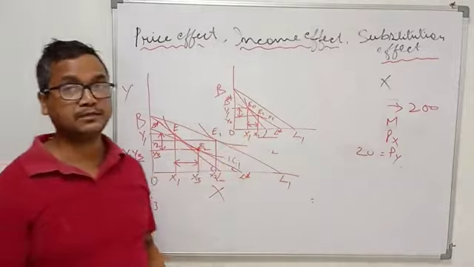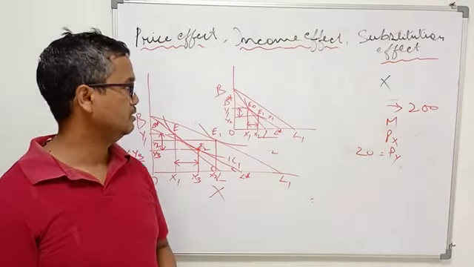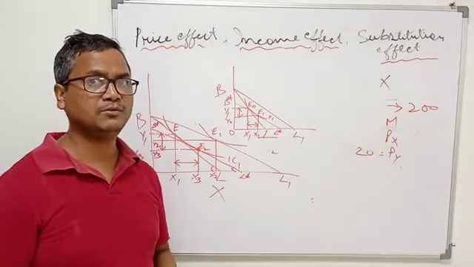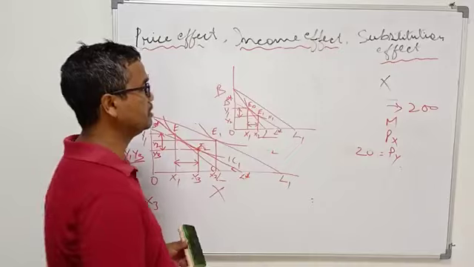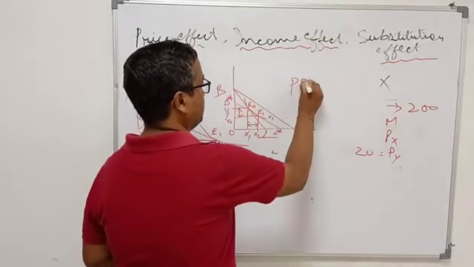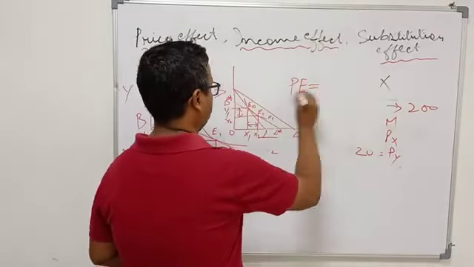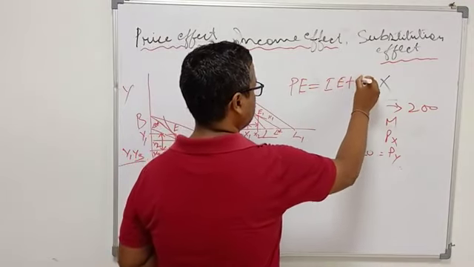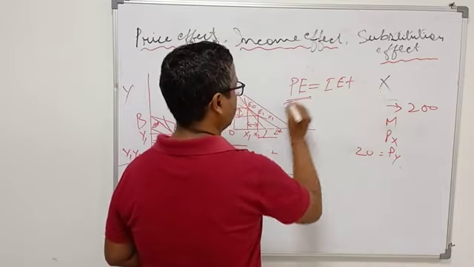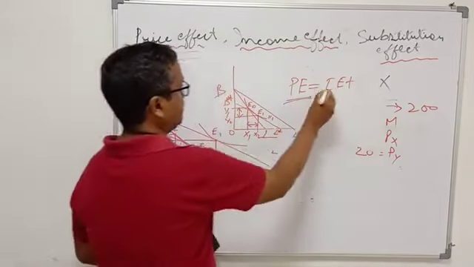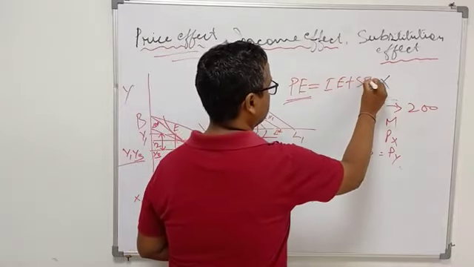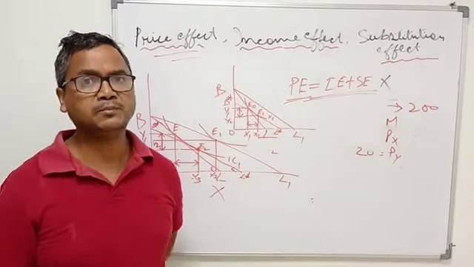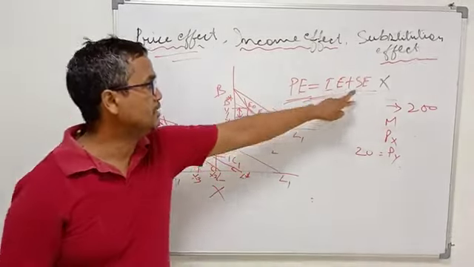This substitution effect and income effect were discussed earlier. So if you are comfortable with those concepts, we can finally bifurcate the price effect into the income effect and the substitution effect. This procedure is known as the decomposition of the price effect into the income effect and the substitution effect.